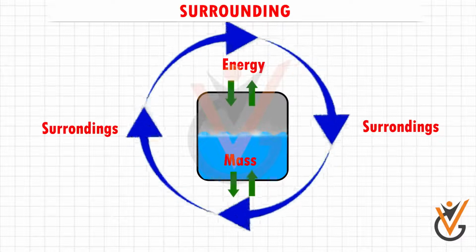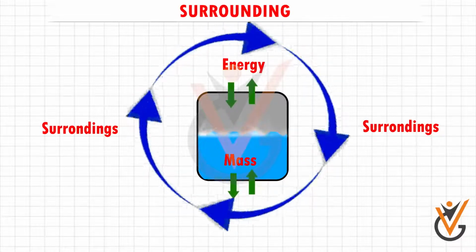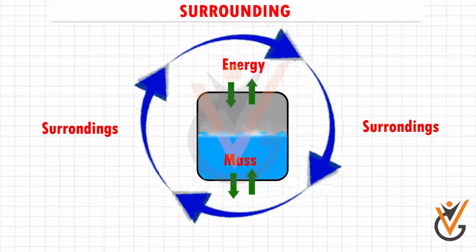Surrounding. Everything outside the system that has a direct influence on the behavior of the system is known as a surrounding.